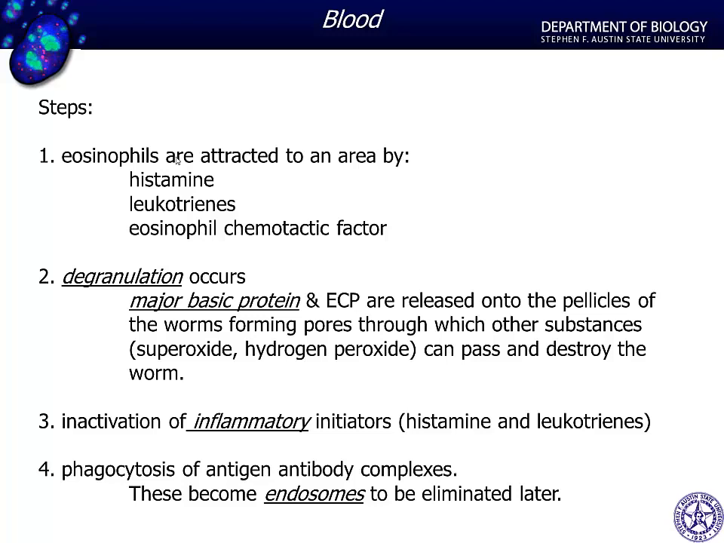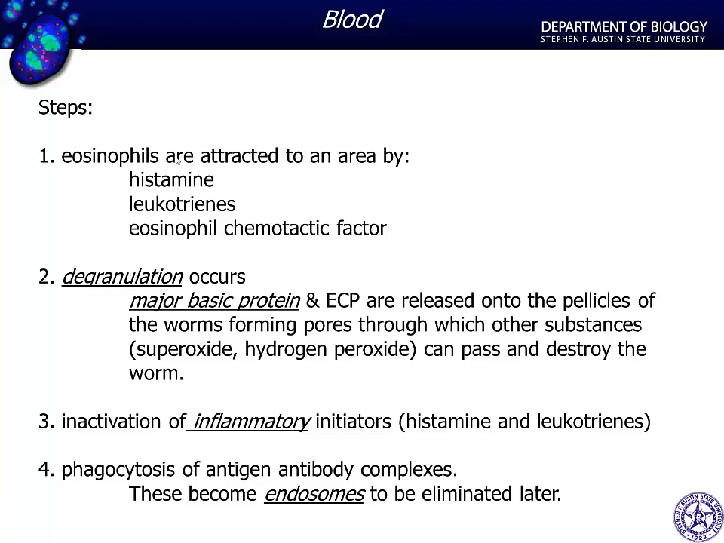In one instance, we have major basic protein and eosinophilic cationic protein, that's the ECP. These are released onto the pellicles, this sort of cuticle that surrounds the worms and parasites. It's typically a very tough collagenous cuticle, and these factors help to form pores through the pellicles, and this allows the other substances that are produced, the superoxides and hydrogen peroxides, to pass through that hard protective coating and get inside and destroy the parasite.